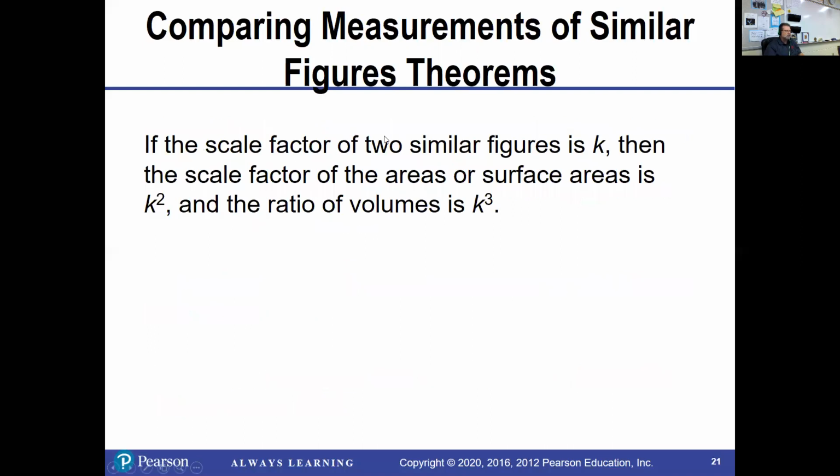When it comes to volume, the scale factor of areas or surface areas is k squared, but the ratio of volumes is going to be k cubed. So if you know the scale factor is 2, the scale factor of the volumes of those shapes will be 8.